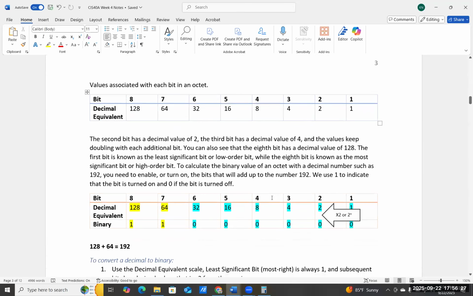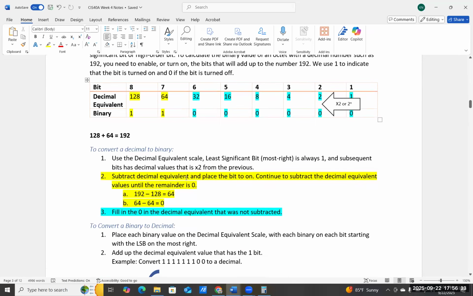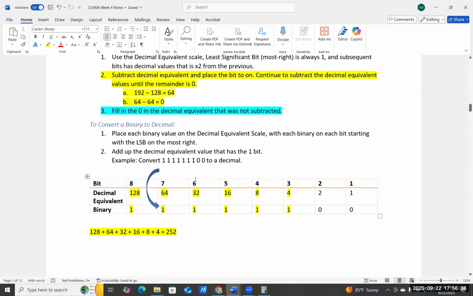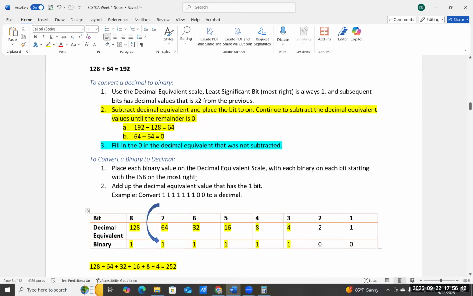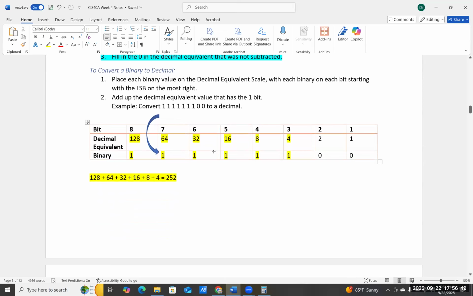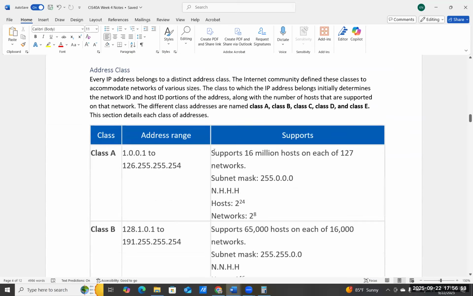So I described the concept in your notes, putting down the steps, describing each of the steps when you go from decimal to binary and binary to decimal. So that will be a good point of reference, and you can always go back to watch the videos. So let's talk about class. It's important to know your class. This shows up on certifications all the time.